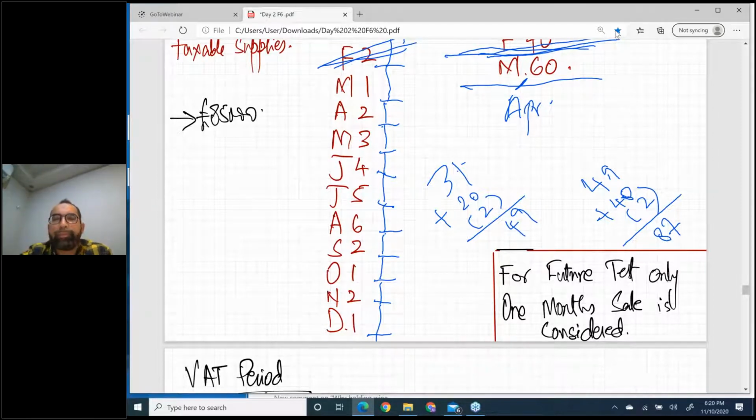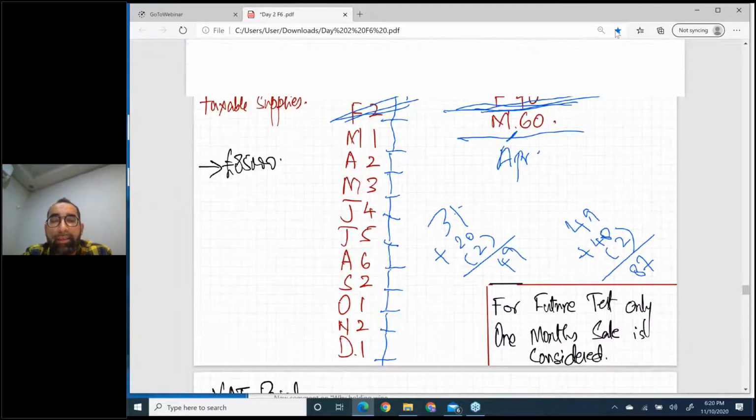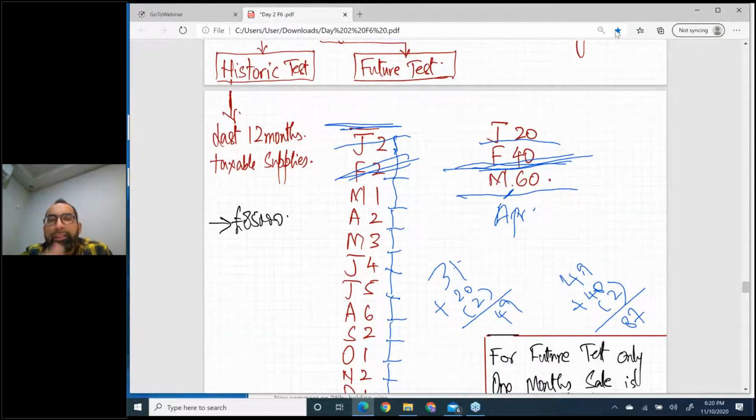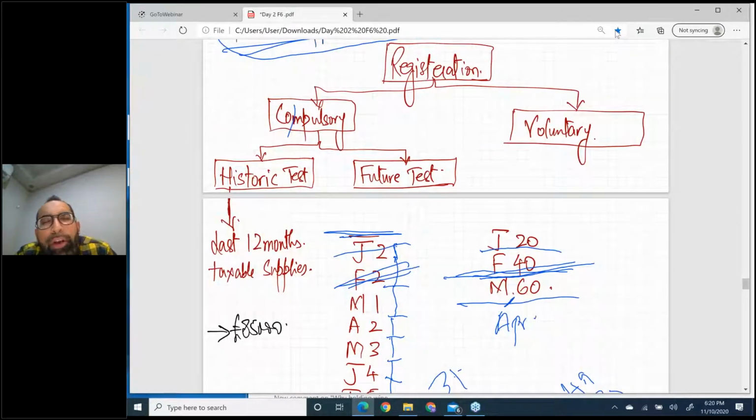Okay, now listen. This is what is compulsory registration. There is one more option, that is voluntary registration. Voluntary registration means that you have not reached the 85,000 threshold, your turnover is less than 85,000, but still you wish to register yourself. If you want to be a registered person, go and get yourself registered.